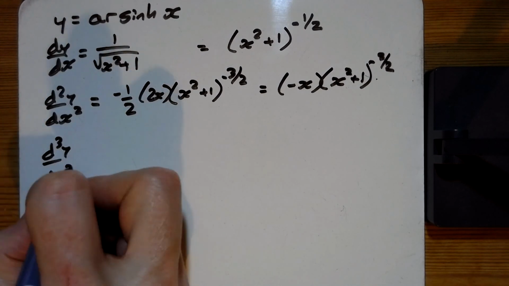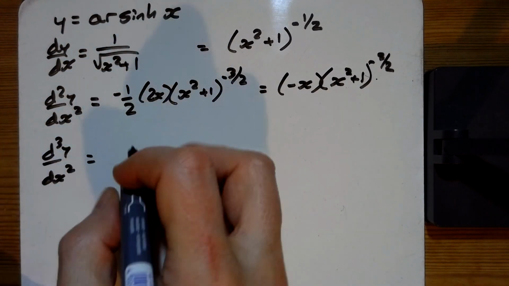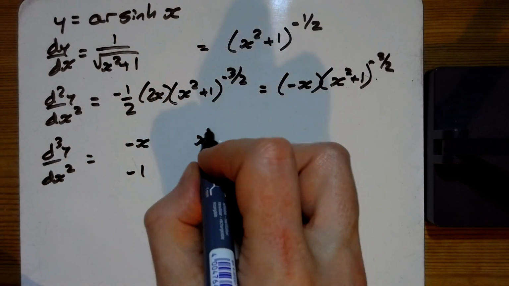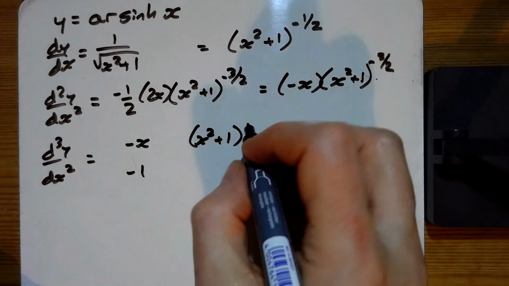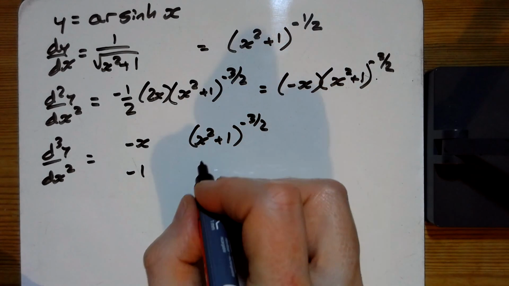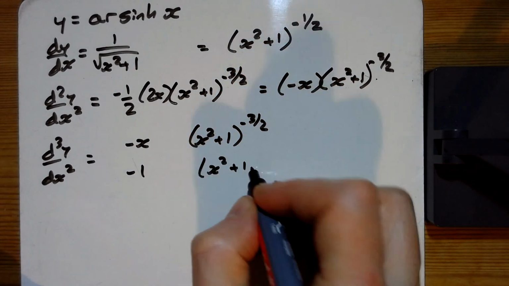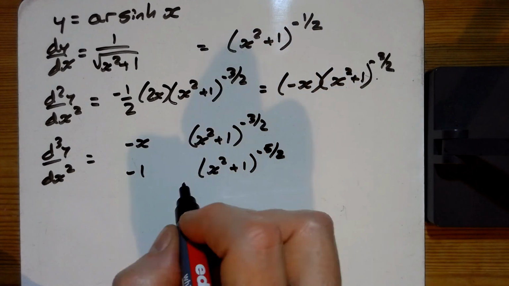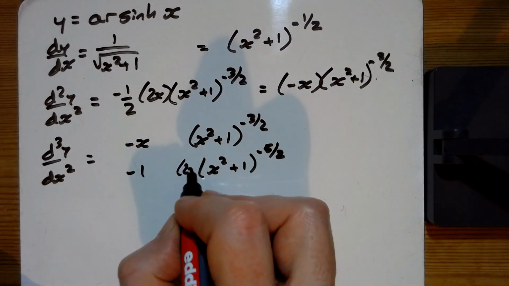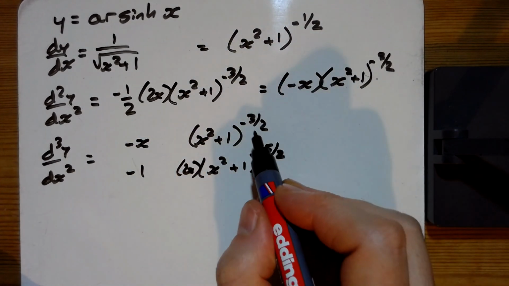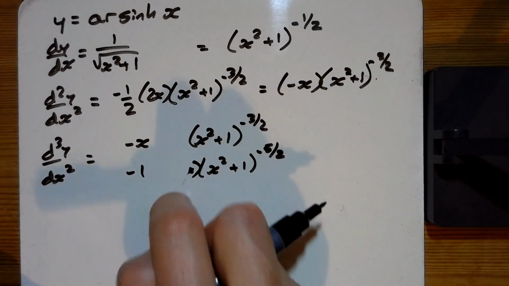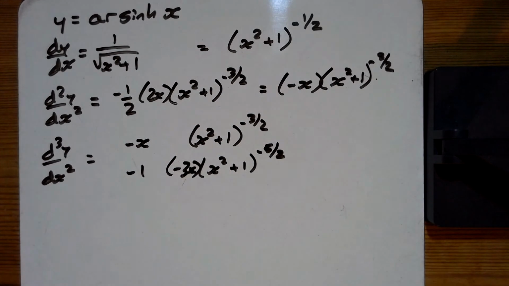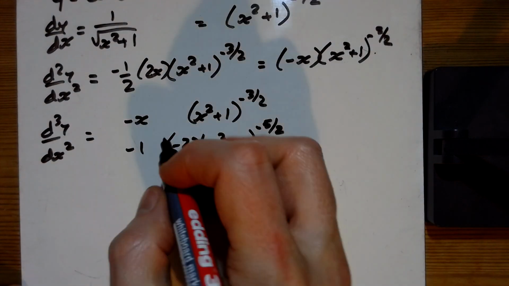So d cubed y over dx cubed. We've got the minus x, that's going to be going to a minus 1. We've got the x squared plus 1 all to the minus 3 over 2, and that's going to be going to an x squared plus 1 to the minus 5 over 2. We're going to be timesing by the 2x and the minus 3 over 2. So I think that's going to be a minus 3x outside here. Oh, I hope I've not made a slip there.